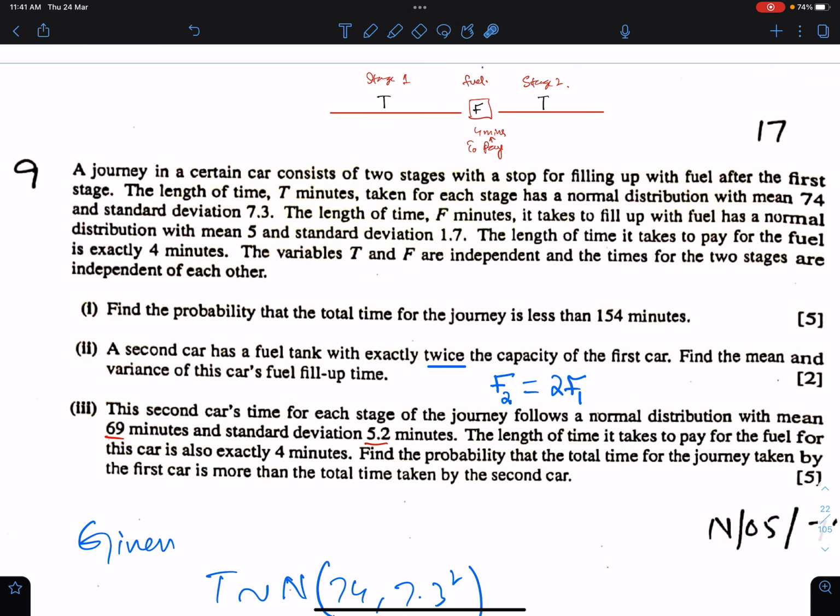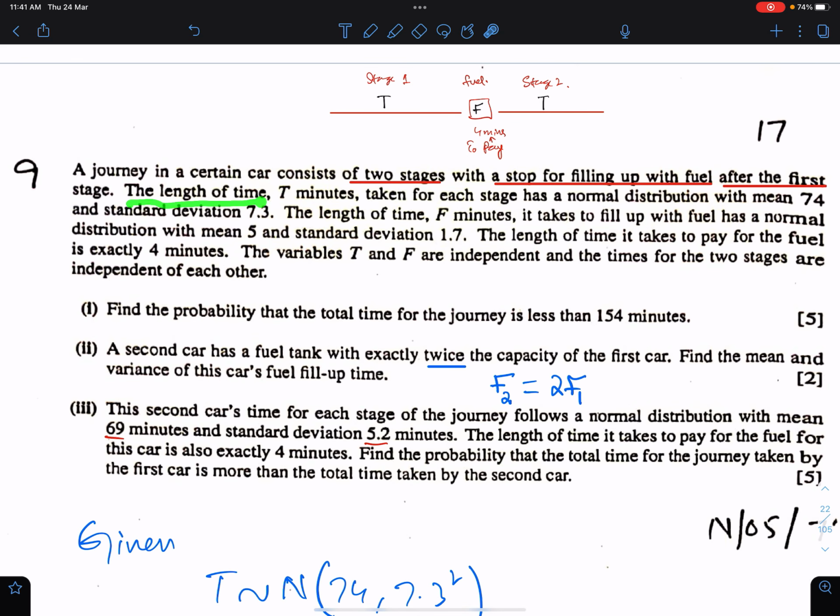A journey in a certain car consists of two stages, with a stop for filling up with fuel after the first stage. So there are two stages and a stop for filling up with fuel after the first stage. Here is the rough sketch of this situation. Two stages means T plus T and a stop for filling up with fuel after the first stage.